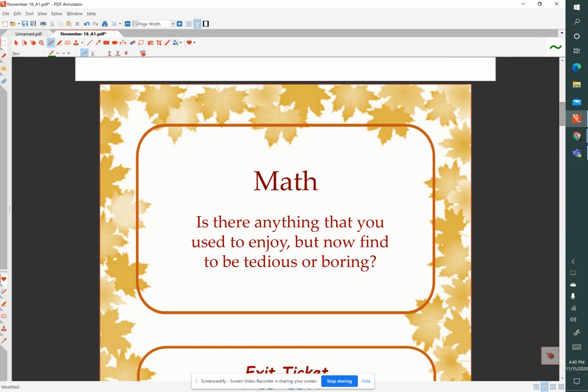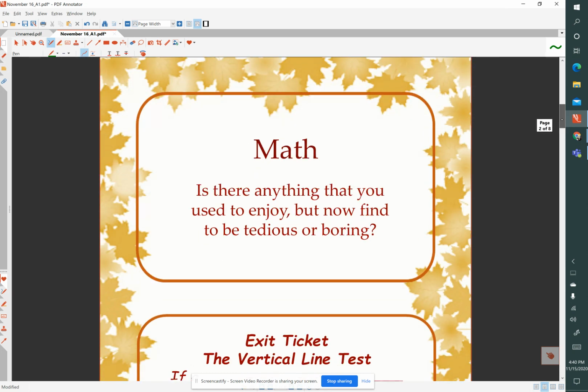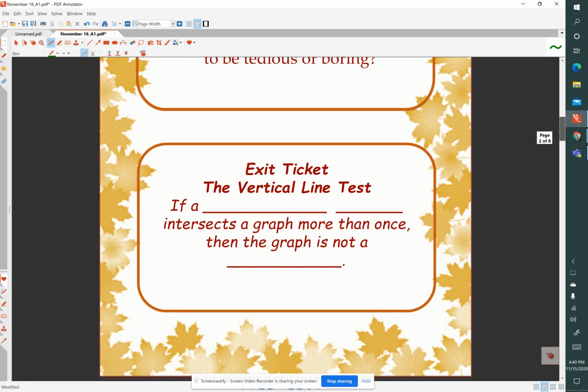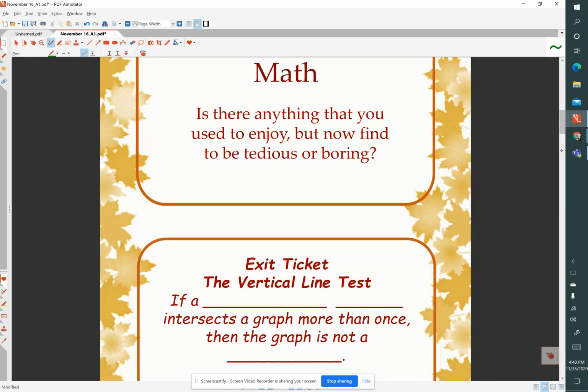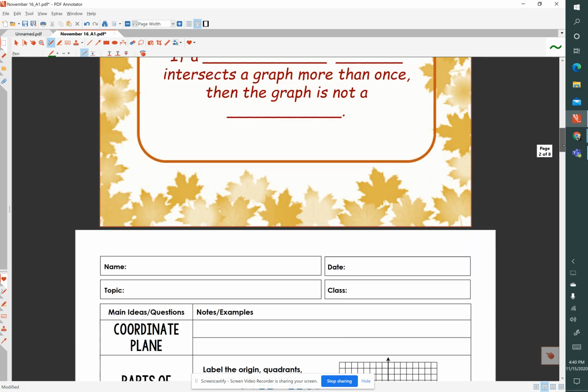Our do now asks, is there anything that you used to enjoy but now find to be tedious or boring? You know, that's a sign of growth. You might have something you really used to like doing a lot, but now it just doesn't hold any interest to you anymore. And that's a sign that you're maturing and growing and developing new interests. We'll get back to our exit ticket later. But meanwhile, let's get started on our lesson.